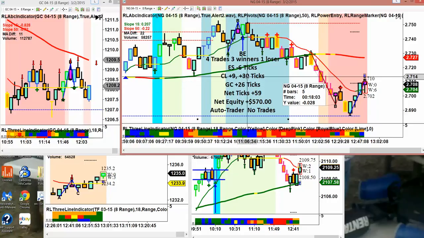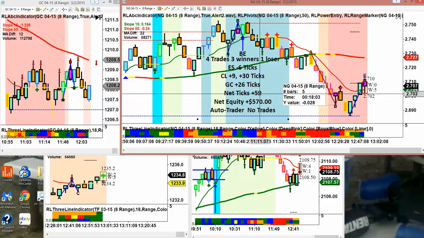On the crude trade, we had 1 off at 5, 1 off at 10, and 1 off at 30. On the gold trade, we had 1 off at 5 and 2 contracts off at +1. And then on gold, we had 1 off at 5, 1 off at 10, and then 1 off at 17. The reversal candle cost us 9 ticks. So we had 1, 5, 10, and 17. Net ticks were 59. Net equity was $570 today on 4 trades.